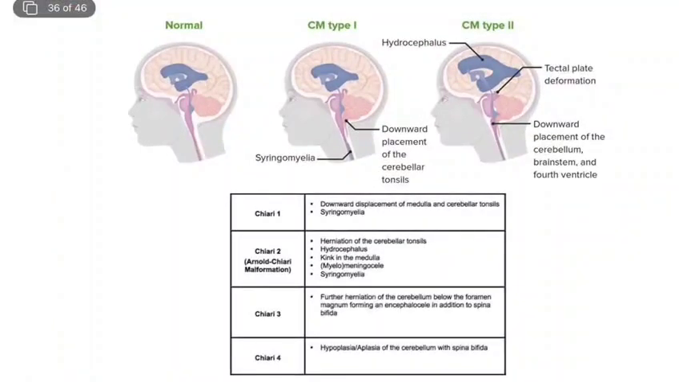And type 3 and type 4 are the other types. In type 3, further herniation of the cerebellum below the foramen magnum, forming the encephalocele in addition to the spina bifida. And in type 4, hypoplasia and aplasia of the cerebellum with the spina bifida.